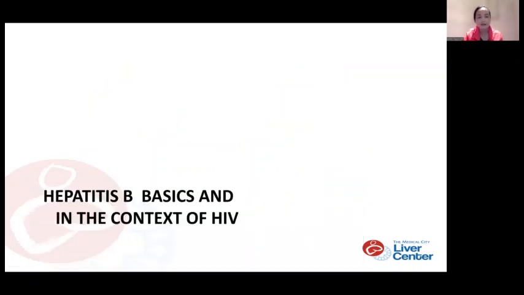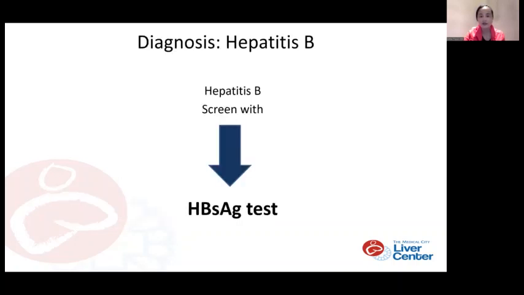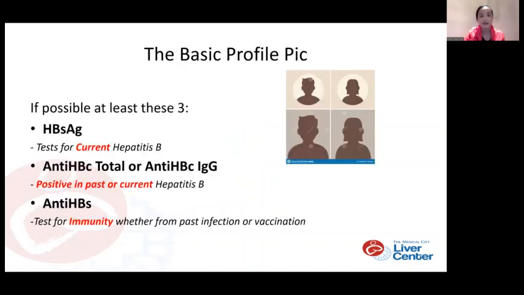So let's begin by talking about hepatitis B first. Remember, we're talking about hepatitis B in the context of HIV. So we all know this, an S antigen test screens for hepatitis B, and if it is reactive, this is a mark of current infection. So this is the basic important part of the profile.